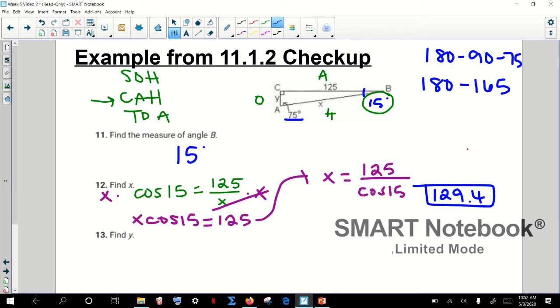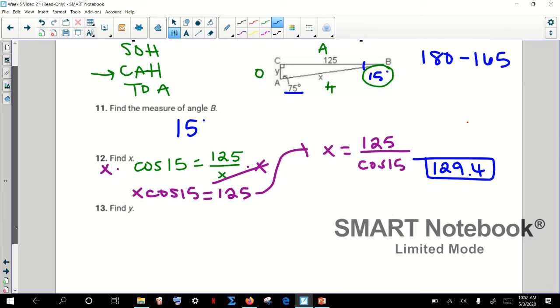So I hope that made sense. Let's go ahead and do one more. We want to find the length of y now. Okay.